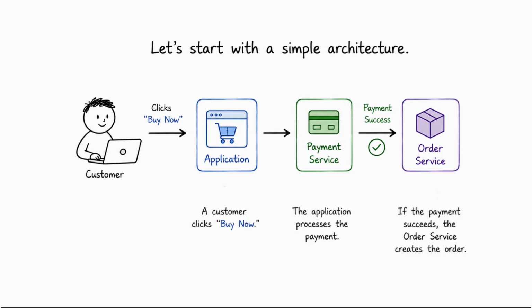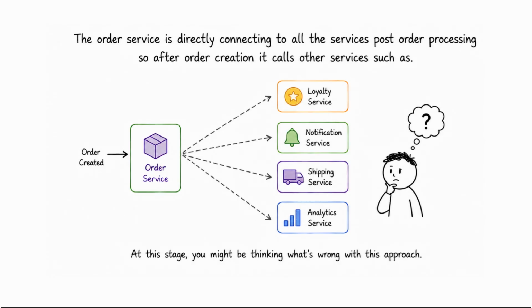A customer clicks buy now. The application processes the payment. If the payment succeeds, the order service creates the order. The order service is directly connecting to all the services post order processing. So after order creation, it calls other services such as loyalty, notifications, shipping, analytics service.